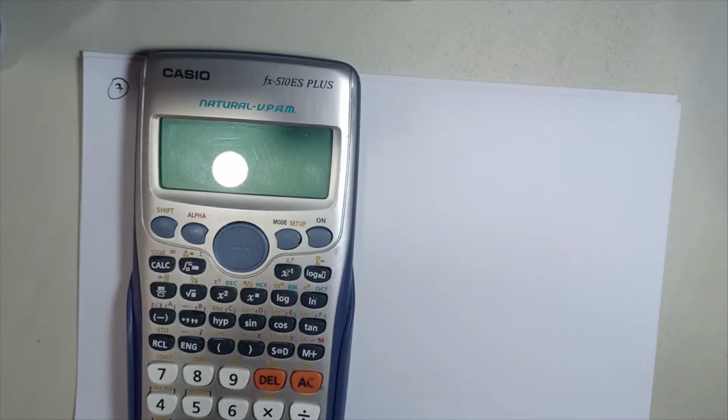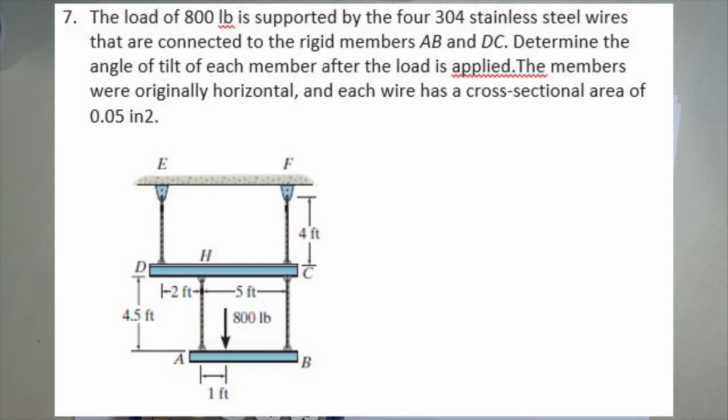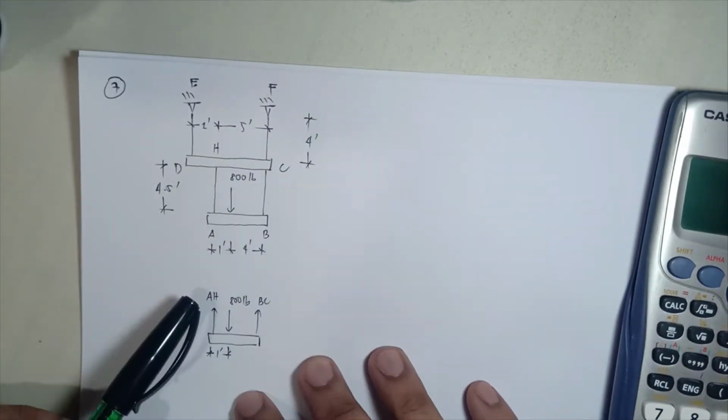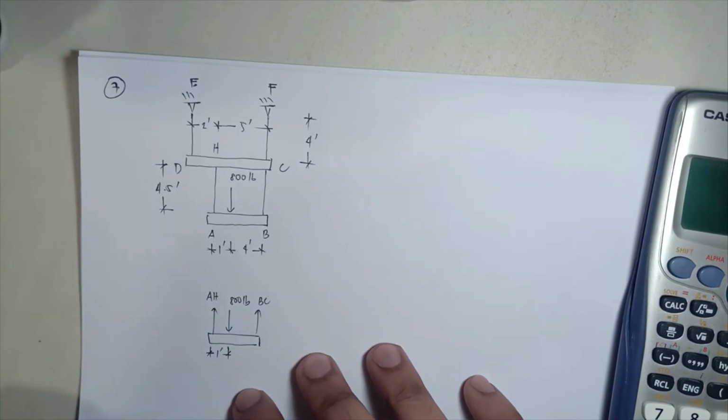Para sa next problem, the load of 800 pounds is supported by the 4 stainless steel wires that are connected to the rigid members AB and DC. Determine the angle of tilt of each member after the load is applied. The members were originally horizontal and each wire has a cross-sectional area of 0.05 square inch. So, ito yung problem. So, first, solve muna natin yung lahat ng forces na dinadala ng mga cables or yung steel wires.